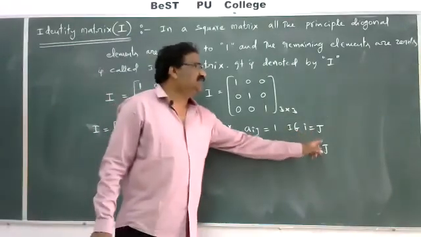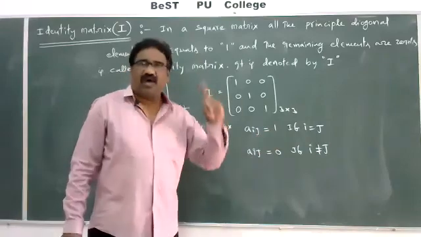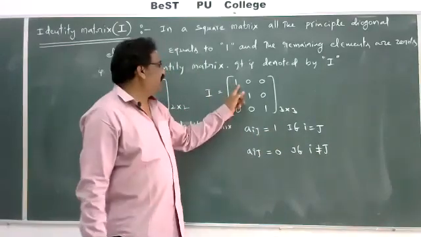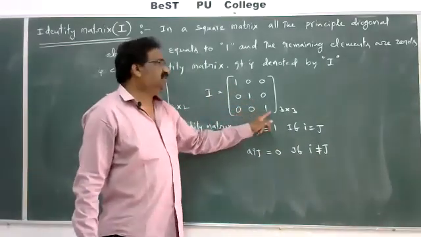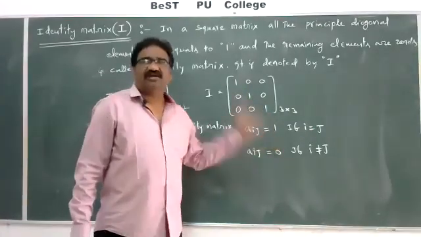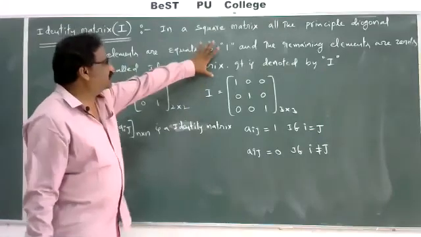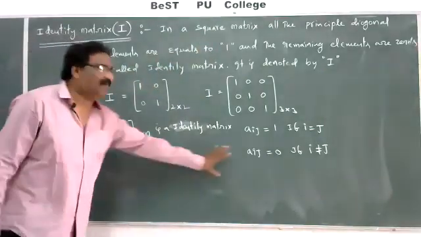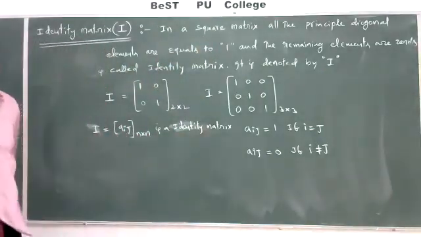Where i is equal to j, the elements are ones. That is 1, 1, 2, 2, 3, 3. So that's why these are equal to 1. This is called an identity matrix. This is the theoretical definition and this is the mathematical definition.